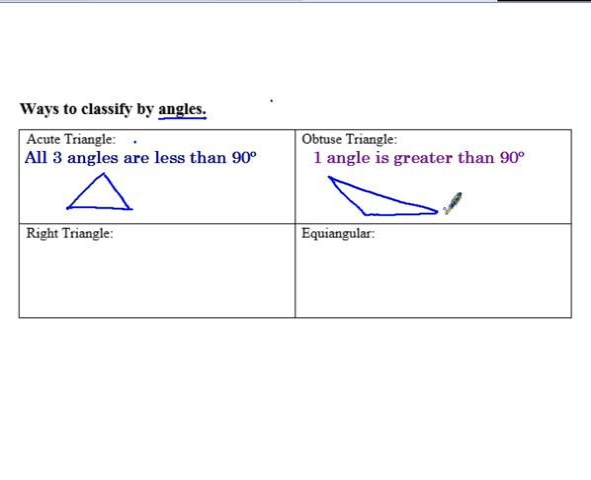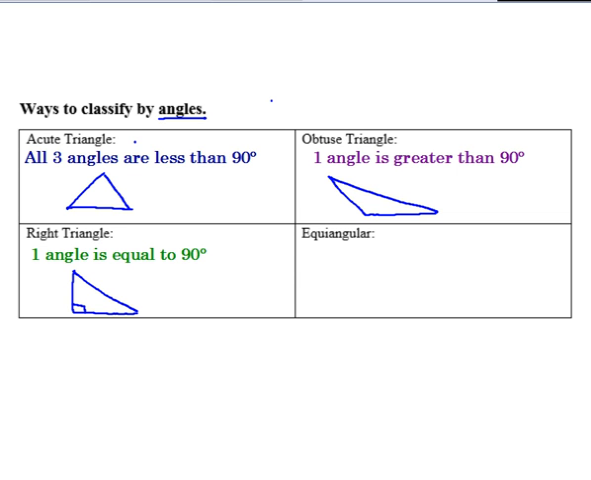A right triangle, hopefully you know this one. A right triangle is when we have one angle that is equal to 90 degrees. And so remember that we can't just assume that that's 90 degrees, we have to mark that it's 90. So if you don't see that little box in there, you cannot make any assumptions that it looks like 90 degrees.